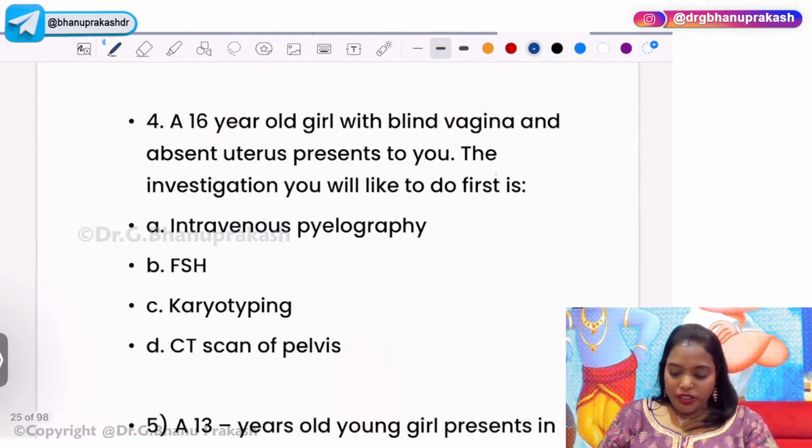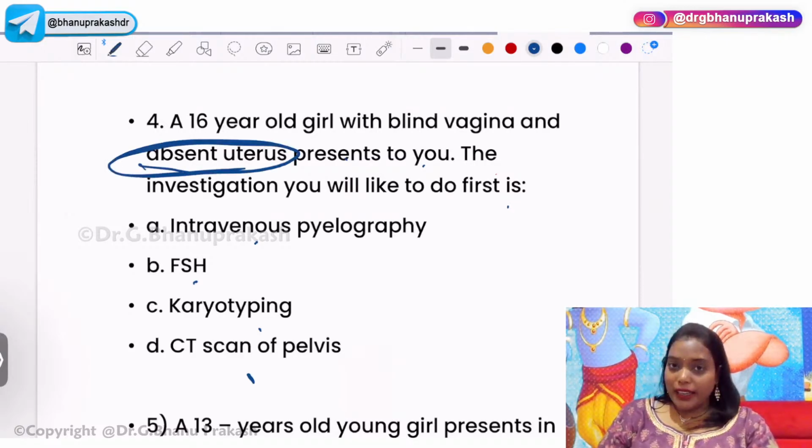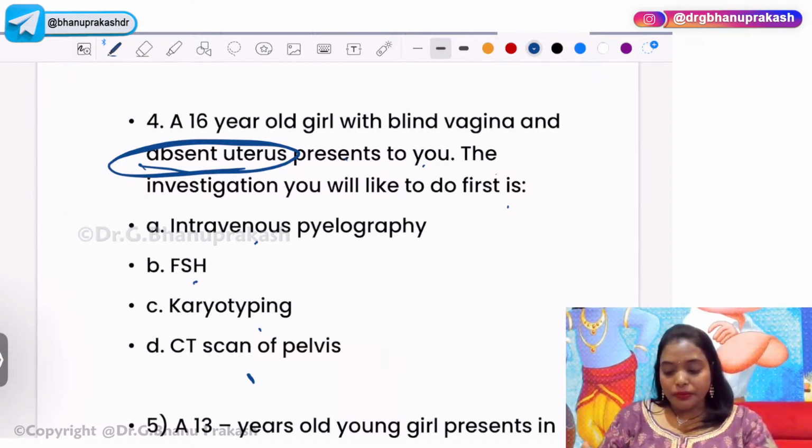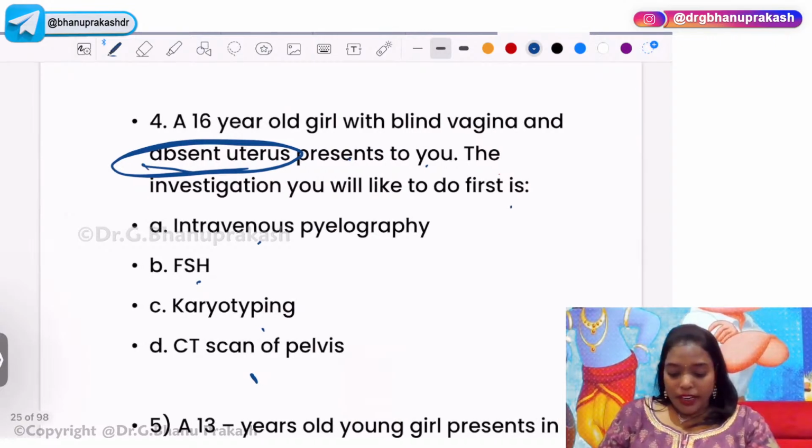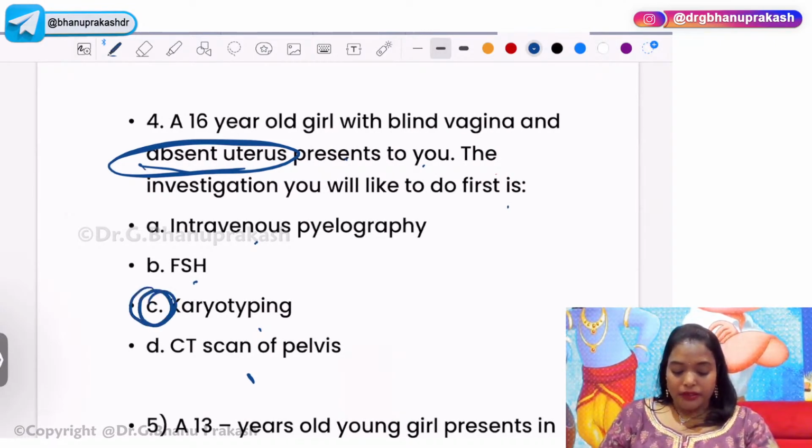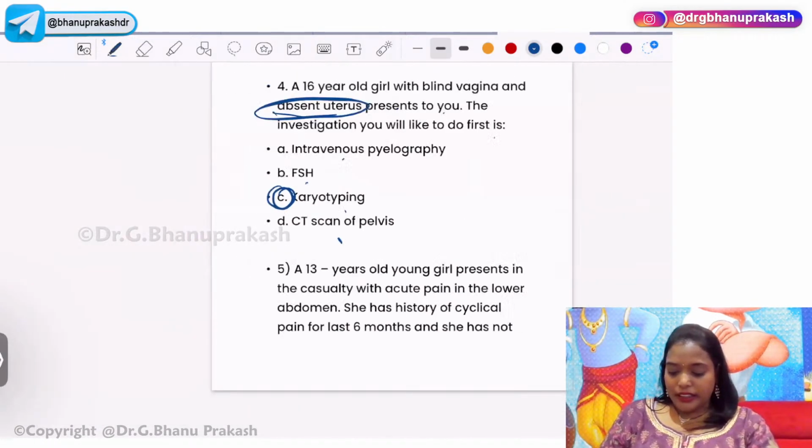Okay, now one more question. A 16-year-old girl with blind vagina and absent uterus presents to you. The investigation you would like to do first is intravenous pyelography, FSH, karyotyping, or CT scan of the pelvis. So absent uterus can be MRKH, can be AIS, can be 5-alpha reductase deficiency. All these I can mainly differentiate by the karyotype. So I would like to first go for karyotyping. Excellent.